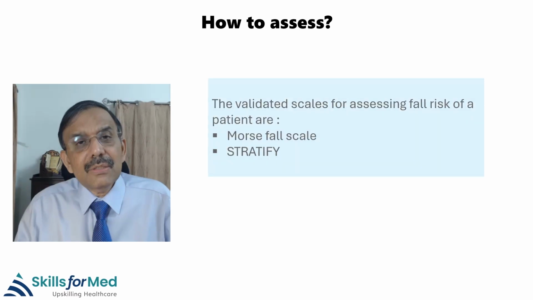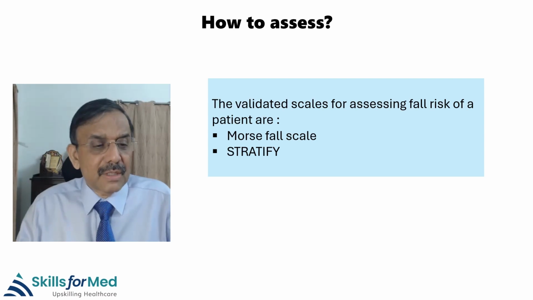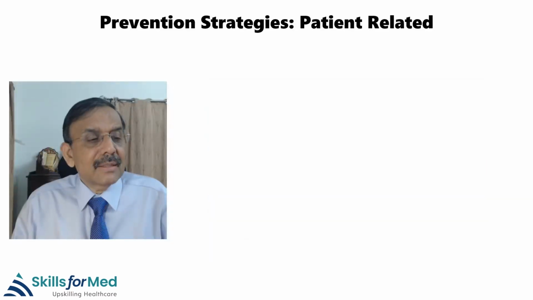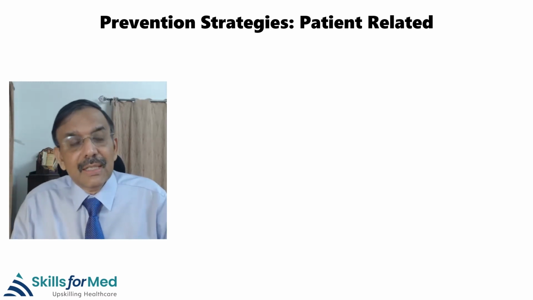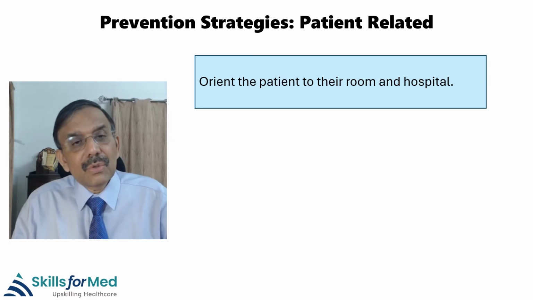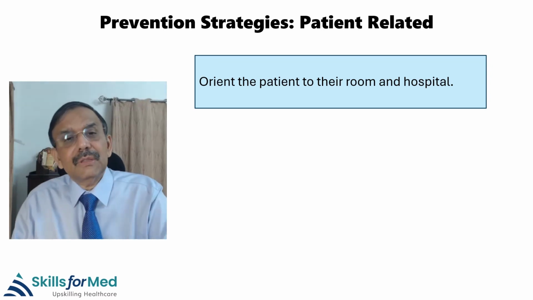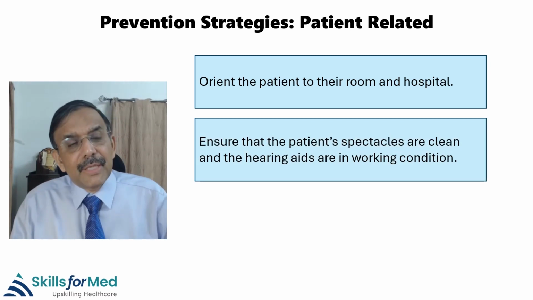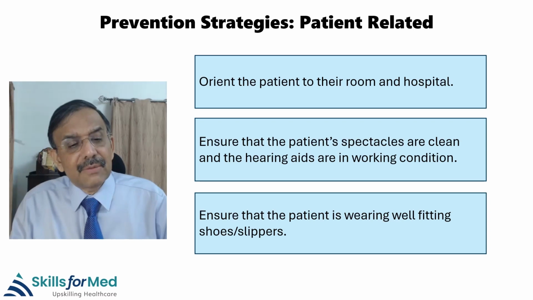You have to use one of the validated fall risk assessment tools, for example, Morse fall risk scale or STRATIFY, whichever is used in your hospital. And there are certain patient related prevention strategies and organization or healthcare related prevention strategies. Patient related is orienting the patient to the room and the hospital, which is very important, so that they know where the bathroom is, they know where the furniture is, so they don't fall because of ignorance.